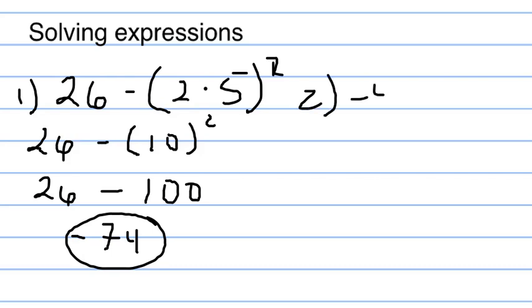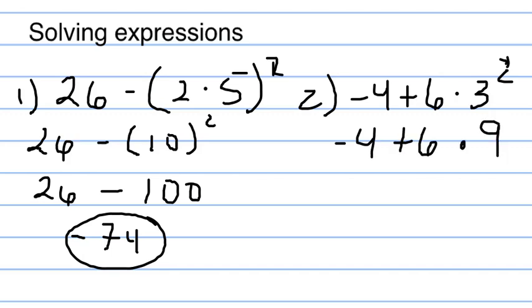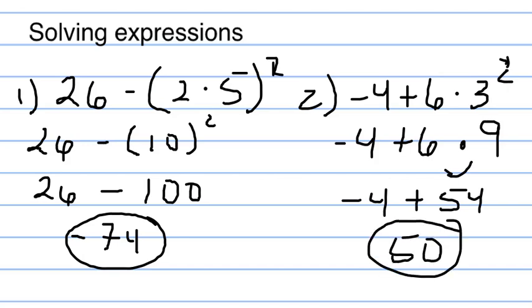The second one says I have negative 4 plus 6 times 3 squared. Okay? Well, there's no parentheses in this one, but I do have an exponent. So I'm going to go ahead and do my exponent. So I rewrite my expression, negative 4 plus 6 times 9, because 3 times 3 is 9. Now I'm going to follow order of operations. I have to do this step next, so I'm going to take 6 times 9, which is 54. And now I just need to solve negative 4 plus 54, and that's going to be a positive 50. Okay?